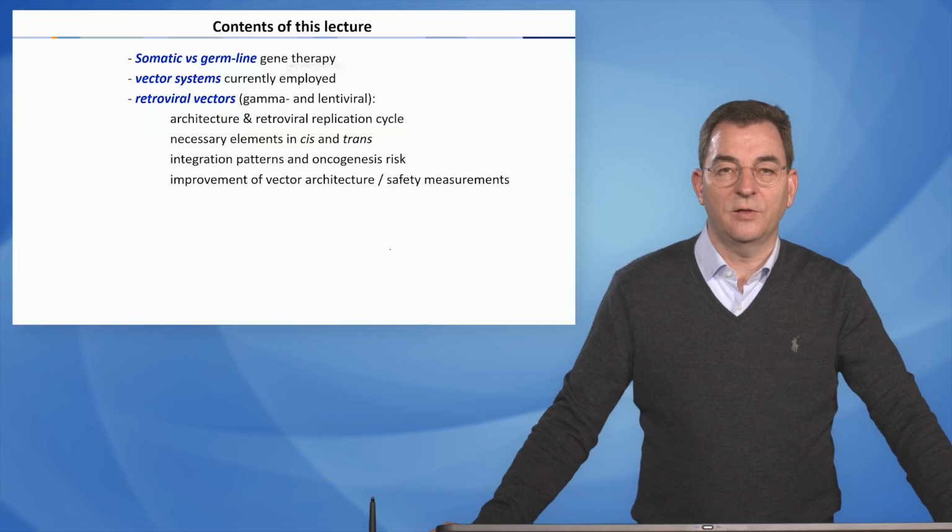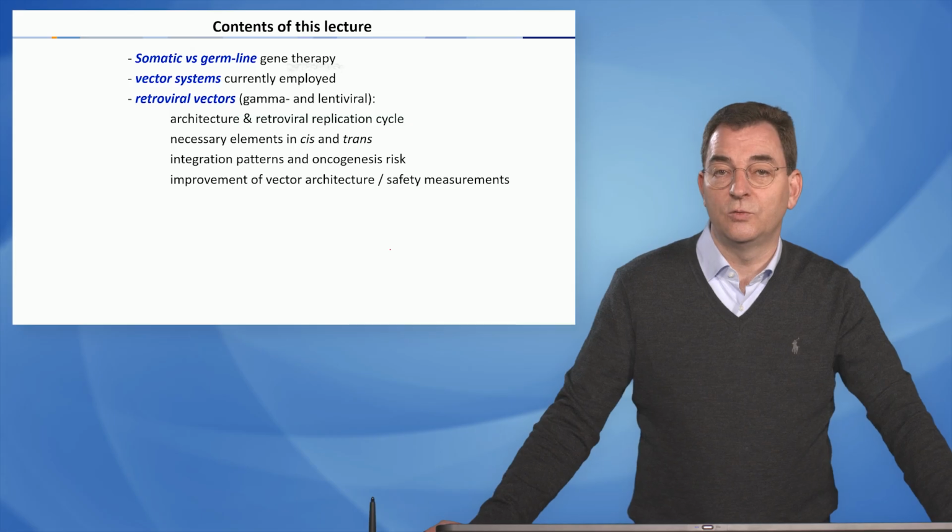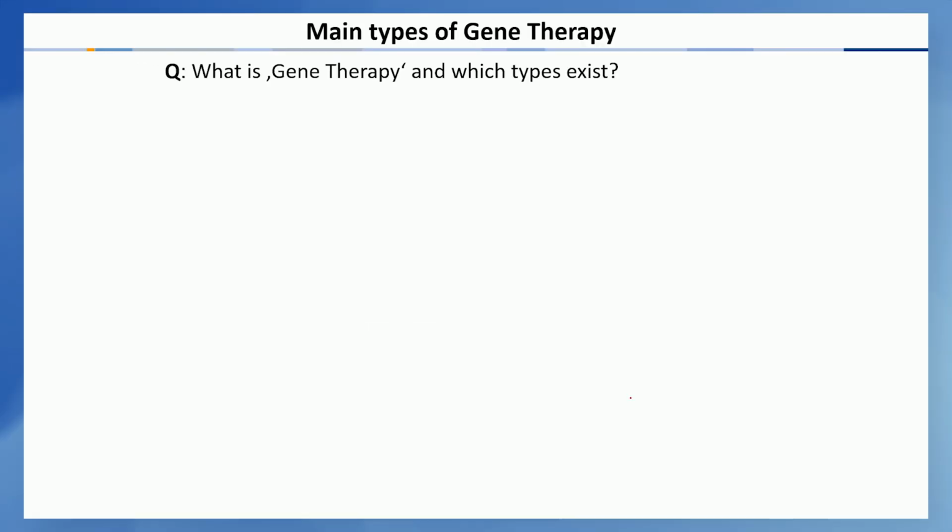So the content of this lecture will be somatic versus germline gene therapy, which we'll define. We'll talk about vector systems which are currently employed, with a very special focus on retroviral vectors, gamma and lentiviral vectors. We'll discuss the architecture, how the replication cycle works, the necessary elements we need in cis and in transfer vectors, the integration patterns into the genome, and how we can improve the architecture to improve the safety of these vectors. So what is gene therapy?